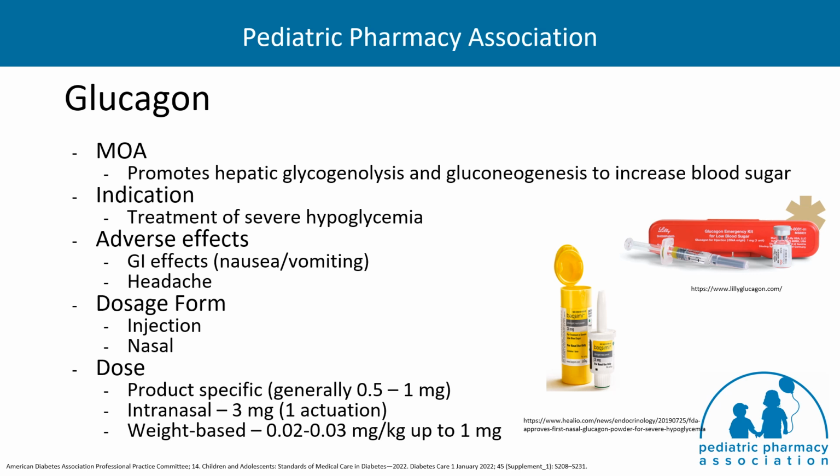Glucagon is really only indicated for severe hypoglycemia, so these are going to be patients that are non-responsive. It's going to be a caregiver that's administering the doses of these agents. Adverse effects for glucagon can include some pretty significant GI side effects, including nausea and vomiting after receiving the dose, or a headache.